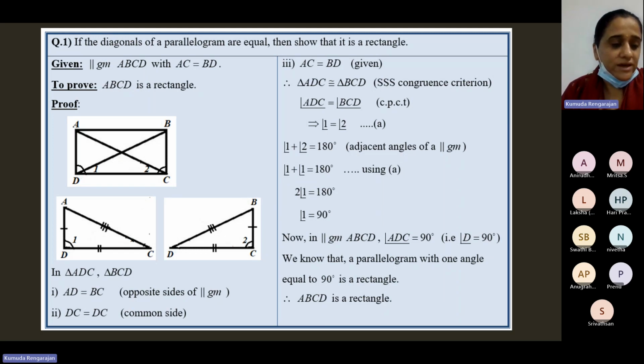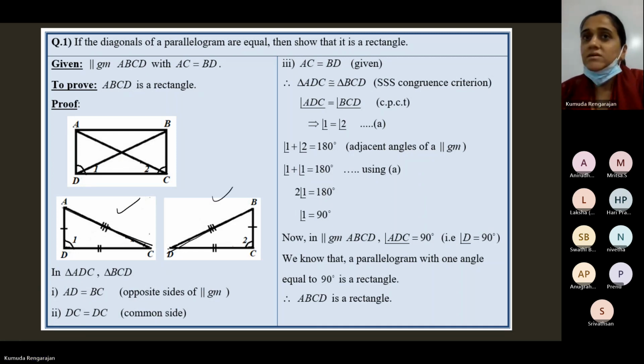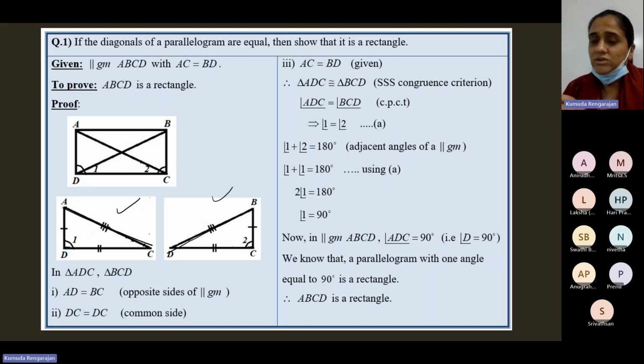So we take up these two triangles, ADC and BDC. This triangle has the diagonal AC, and this triangle has the diagonal BD. We choose these triangles so that we can make use of the information given. We are given that AC is equal to BD. So we'll make sure that one triangle has AC and the other triangle has BD, so that we can use the information AC is equal to BD.